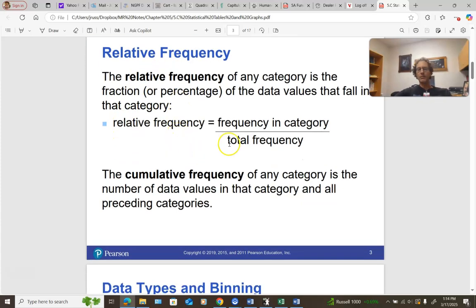And then finally, the cumulative frequency of any category is going to be the number of data values that are in that particular category and all the categories before it. All right, so I'm actually going to create one of these for you. You're going to have some homework exercises in which you'll be filling out a frequency table. And these are great ways to organize your data. In fact, you'll have to do this on your statistics project.